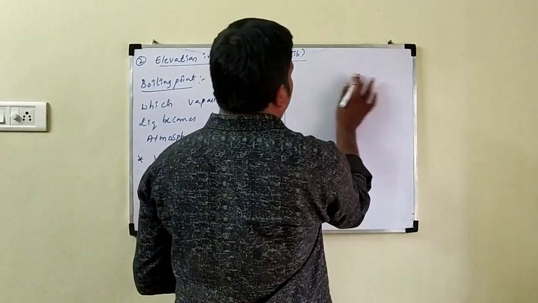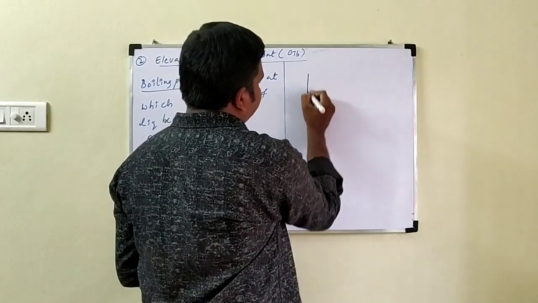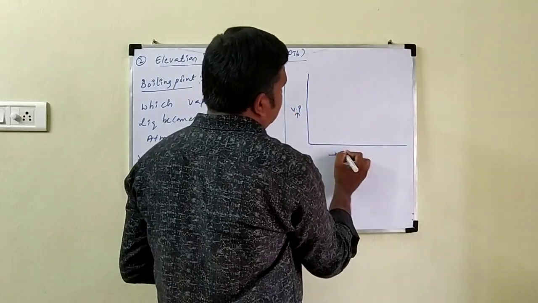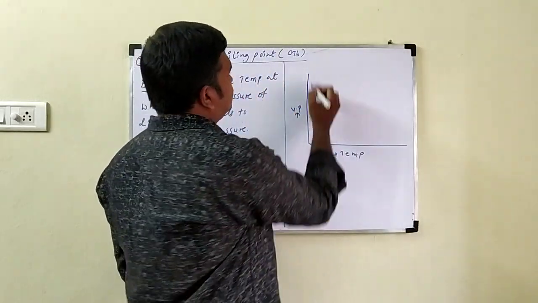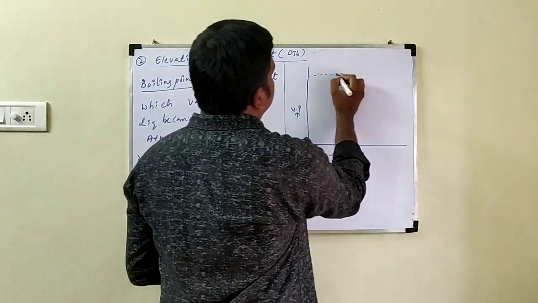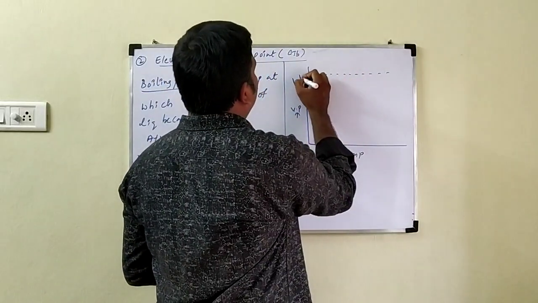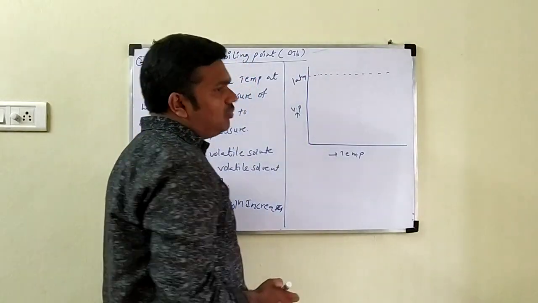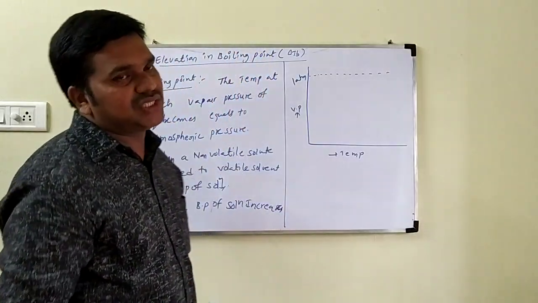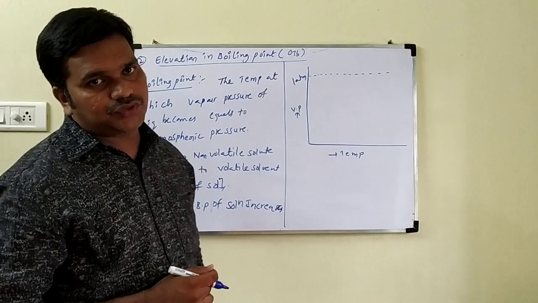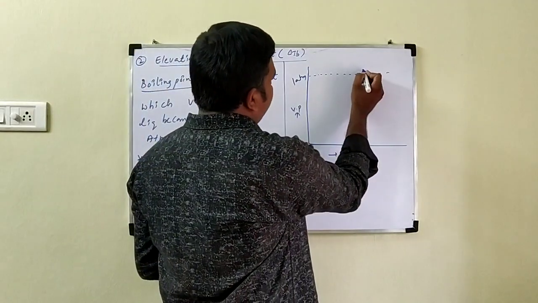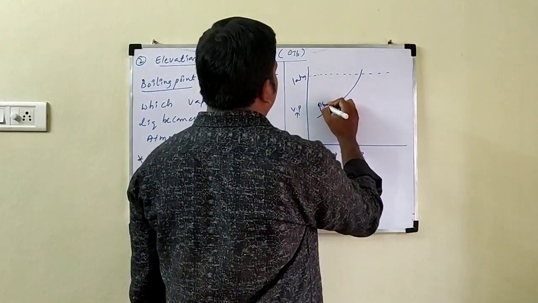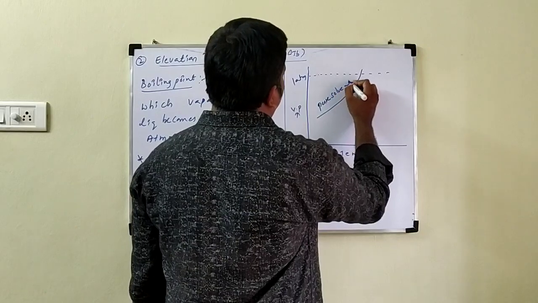Let us see one of the graphs here. This is a vapor pressure versus temperature graph. This is the curve at 1 atmosphere only. Now initially we are taking a volatile solvent. So this is the vapor pressure curve for the volatile solvent, or you can simply say it is a pure solvent only.